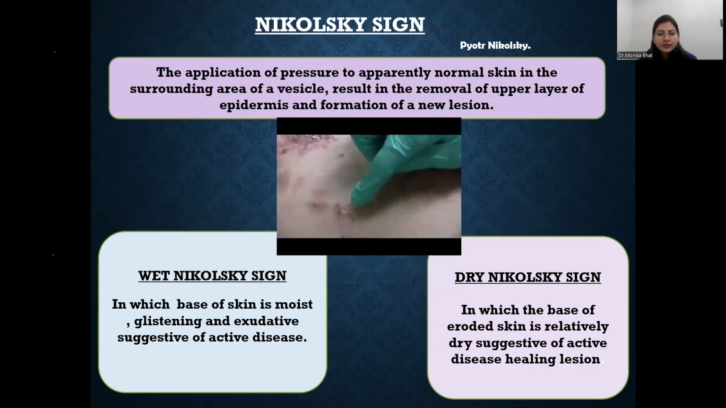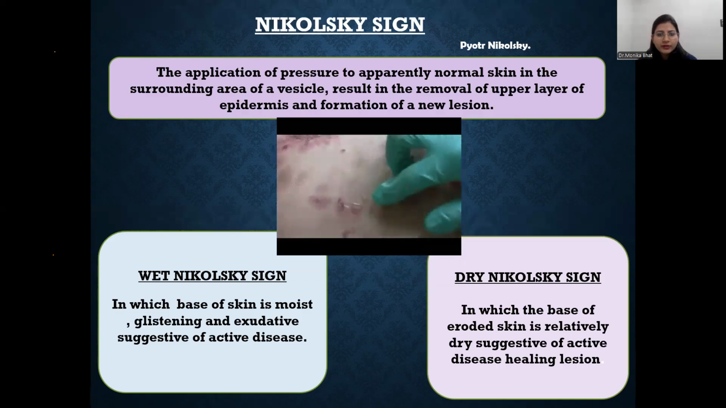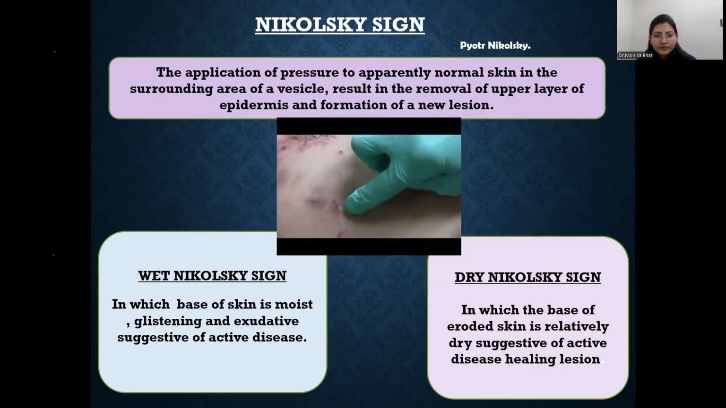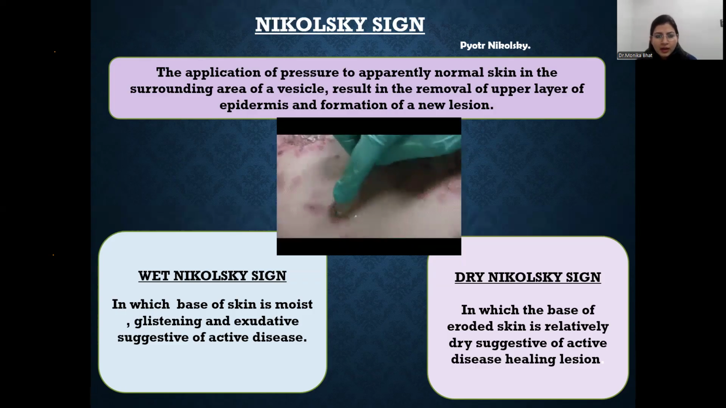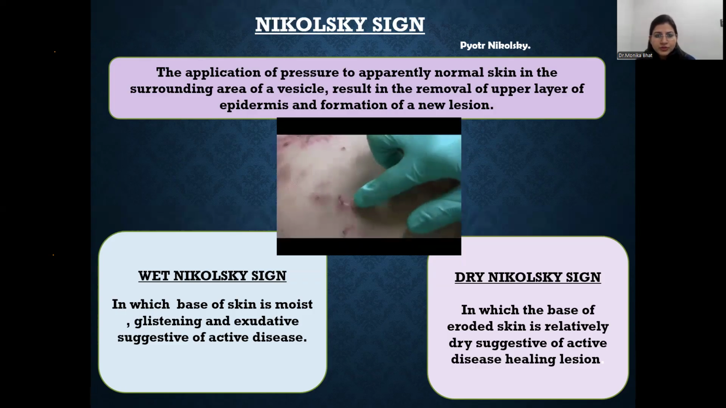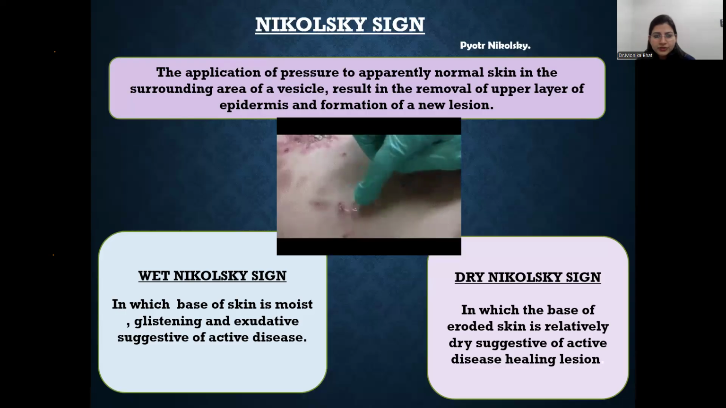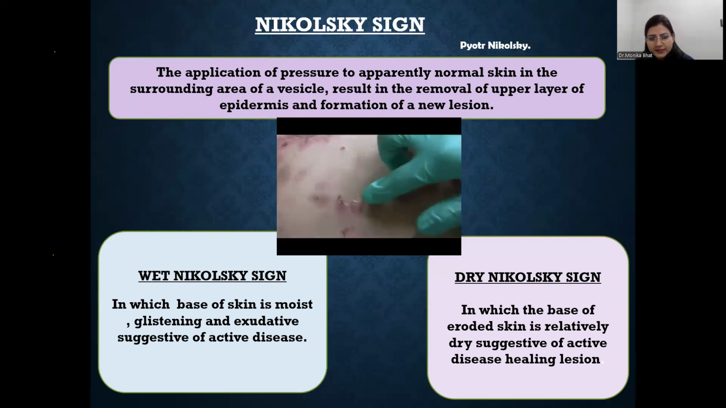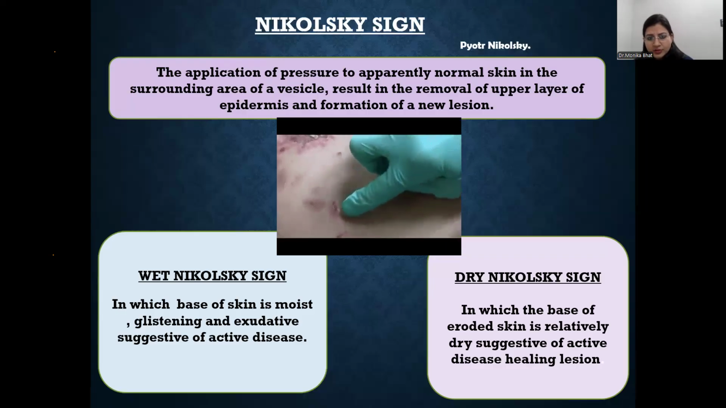As you can appreciate in the video, the person is applying pressure on the side of the surface of the vesicle, and there is a new vesicle formation on applying the pressure. The exudative surface can be appreciated in the active type of lesion. You can see the glistening, moist surface when this vesicle ruptures.